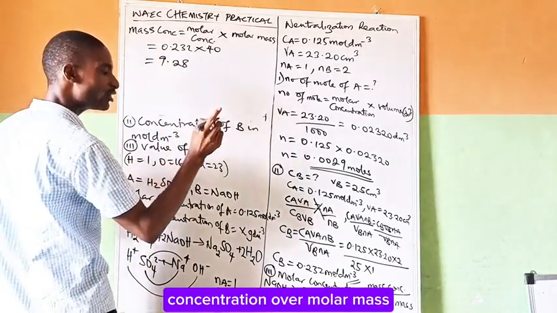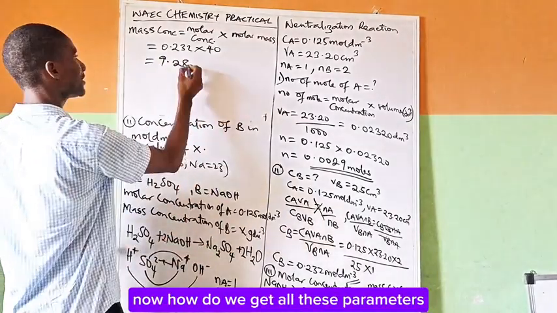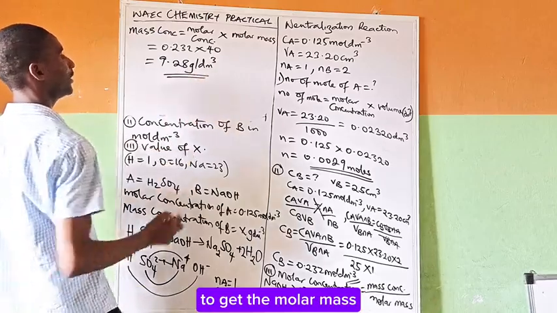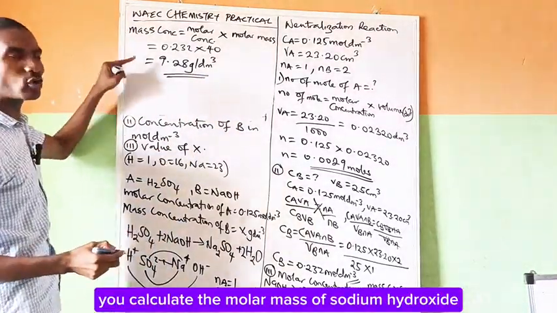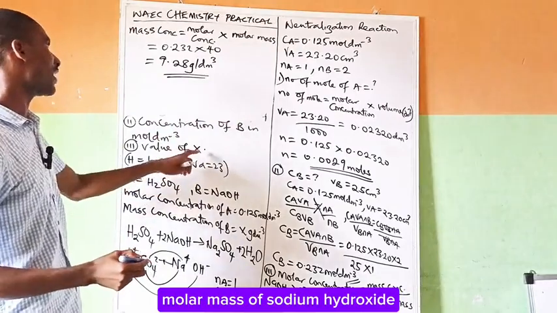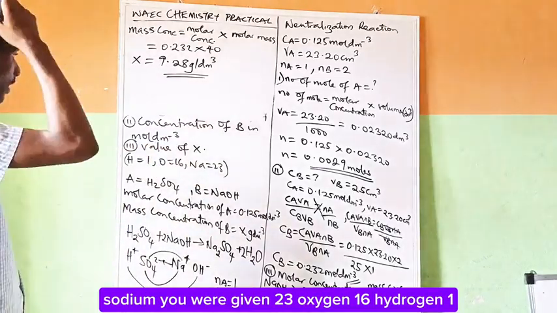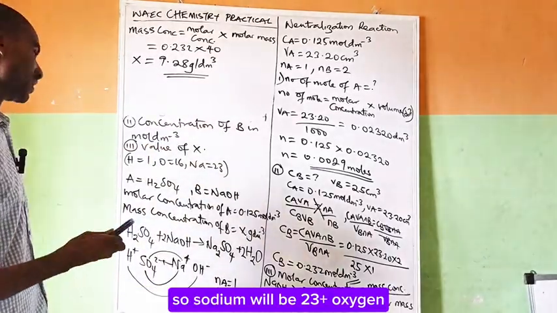Now 9.28, what is the SI unit? Grams per dm cube. That is the answer. So here is the mass concentration of the base, and the value of our X is 9.28 grams per dm cube.